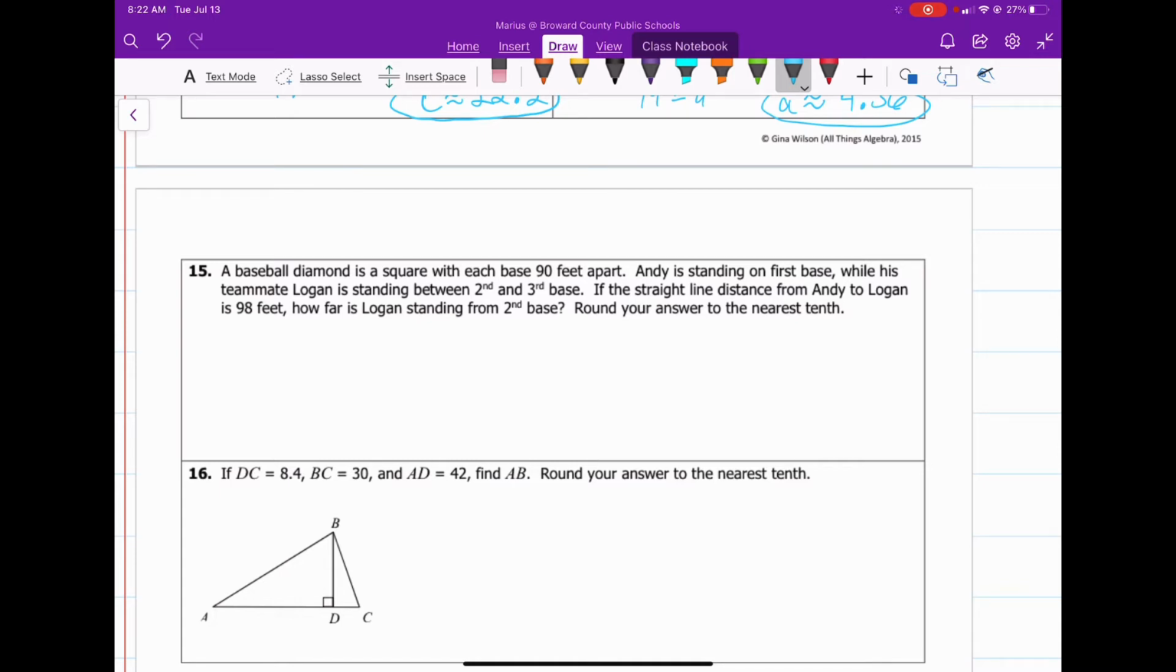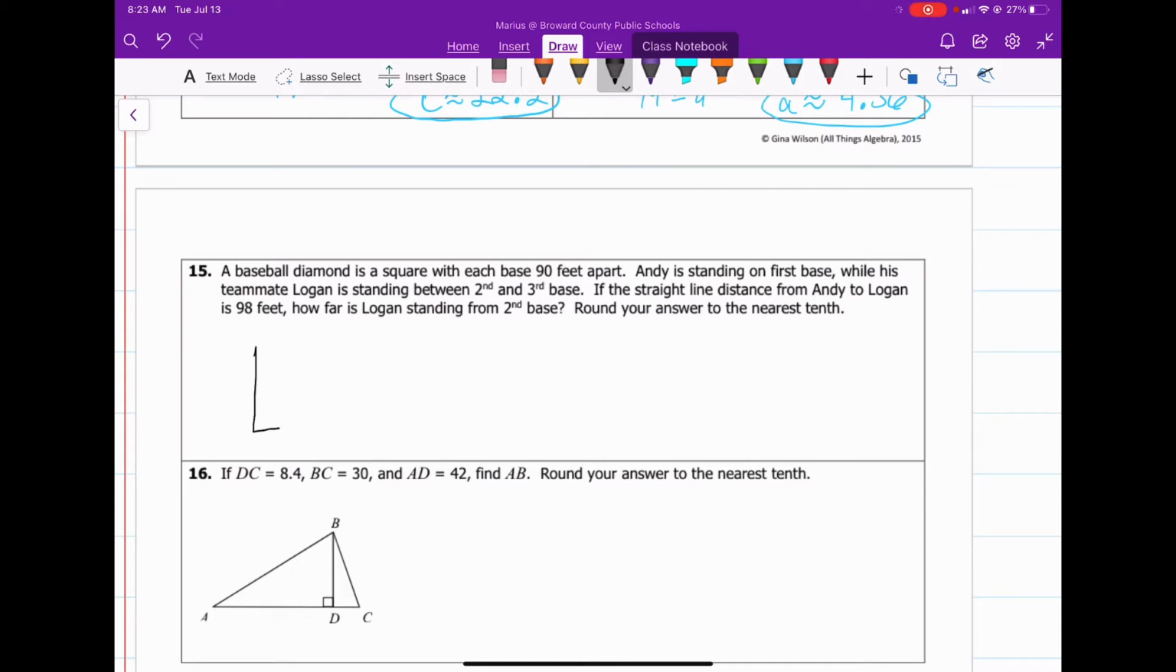Number 15 reads, a baseball diamond is a square with each base 90 feet apart. Andy is standing on first base while his teammate Logan is standing between second and third. If the straight line distance from Andy to Logan is 98 feet, how far is Logan standing from second base? Round your answer to the nearest tenth. So, let's go back to the first sentence. A baseball diamond is a square with each base 90 feet apart.